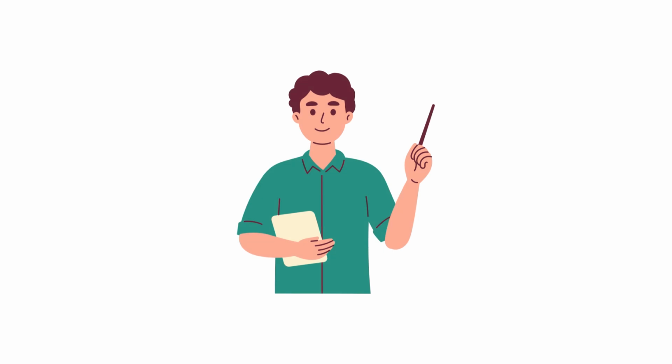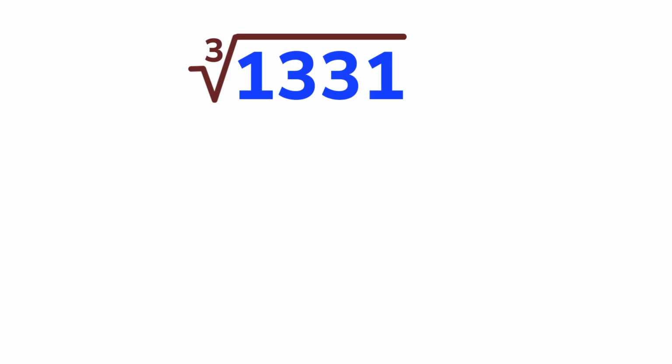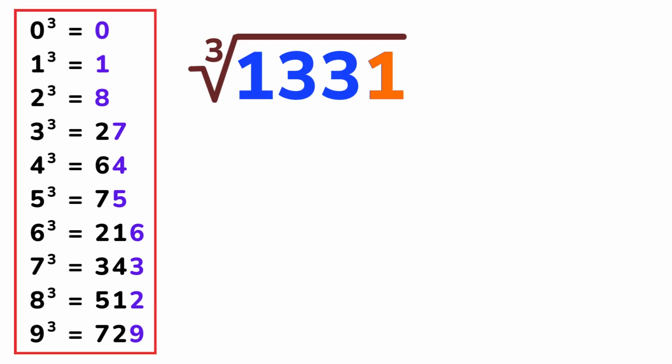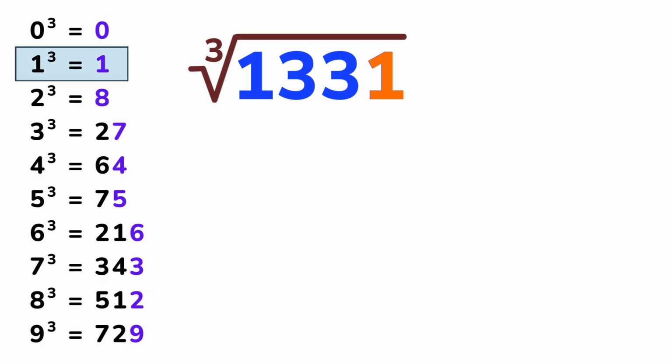Let's start with a simple example. What's the cube root of 1,331? The first thing you need to do is look at the last digit, which is 1. Now from this sheet, find out which cube root ends with 1. It is 1 itself. Write 1 here. That means the last digit of our cube root is 1.